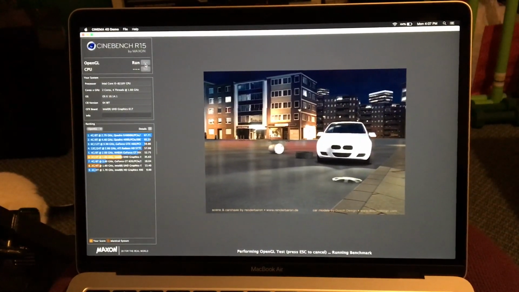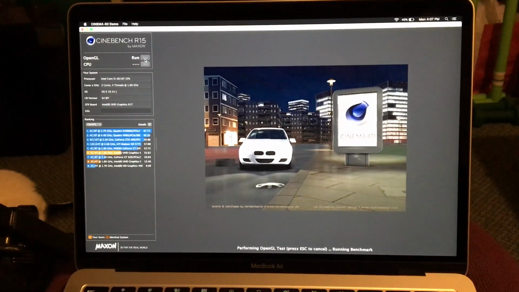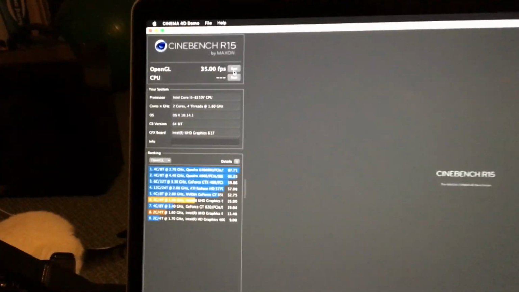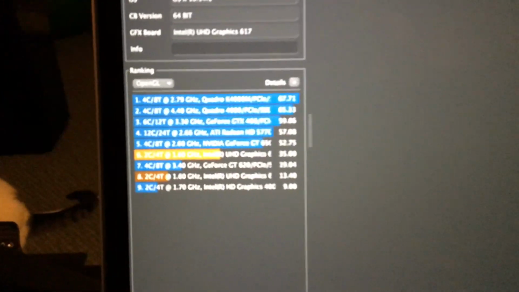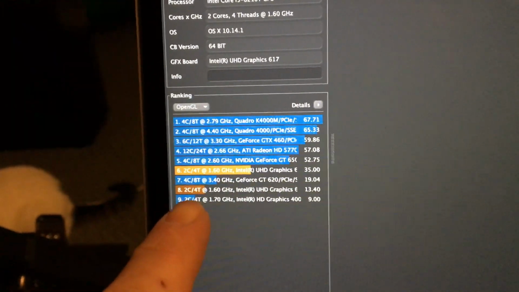Yeah, that seems smooth now. Going to get a high score, I can tell. Yeah, look at that, 35 frames per second. So I don't know how to replicate that other score that I got, but I'm glad I saved it because I showed it on video and there it is again. That's what I got before, 13.4.